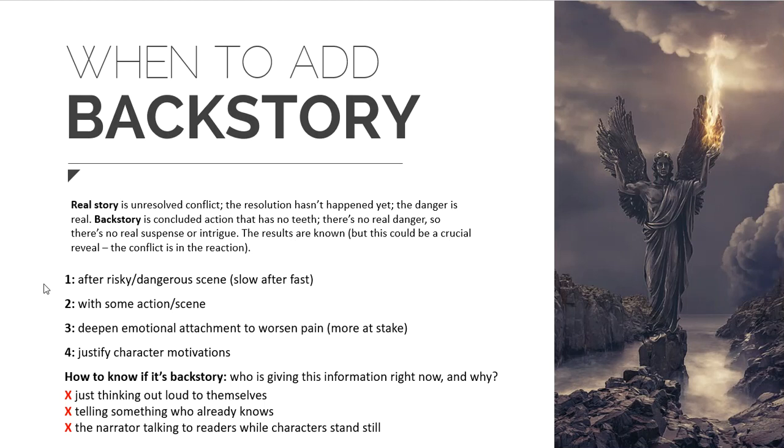So first, you can do it after a risky or dangerous scene. So you start with the conflict first, you show the stakes, you show some cool things happening. Then afterwards, when they're out of danger, you could show a little bit more of the backstory, where they're talking to each other or they're telling things or information. And that's basically to balance between the slow scenes and the fast scenes. You don't want it to just be all fast-paced or all slow.